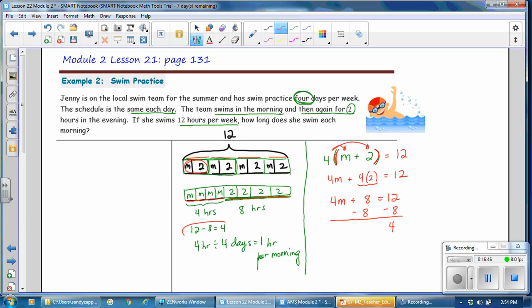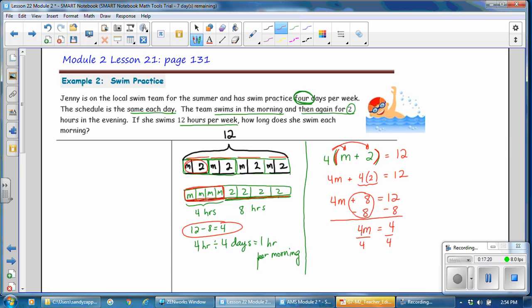So that's right here. And then the next thing that I did, now the positive 8 and the negative 8, that equals 0. And 0 plus 4m equals 4m. So 4m equals 4 has me focusing on this section of the tape diagram, where I'm going to split up the 4 hours between the 4 sections. So I'm going to divide that by the 4 sections. Remember, you do the same operation with the same number so that your equation remains equal.